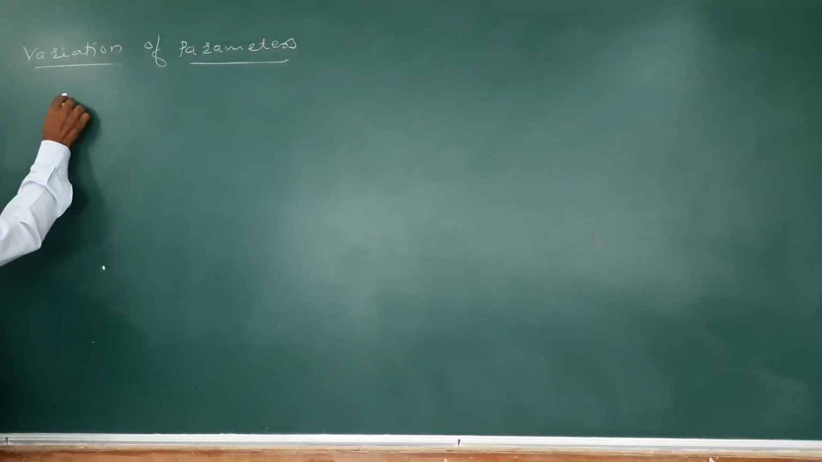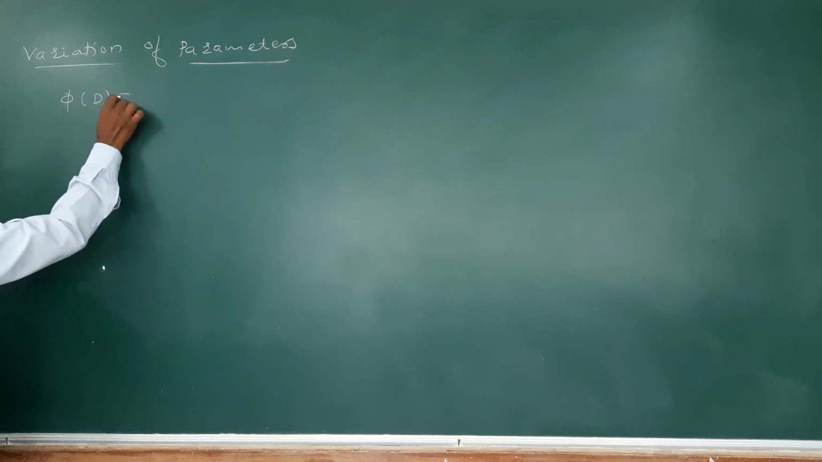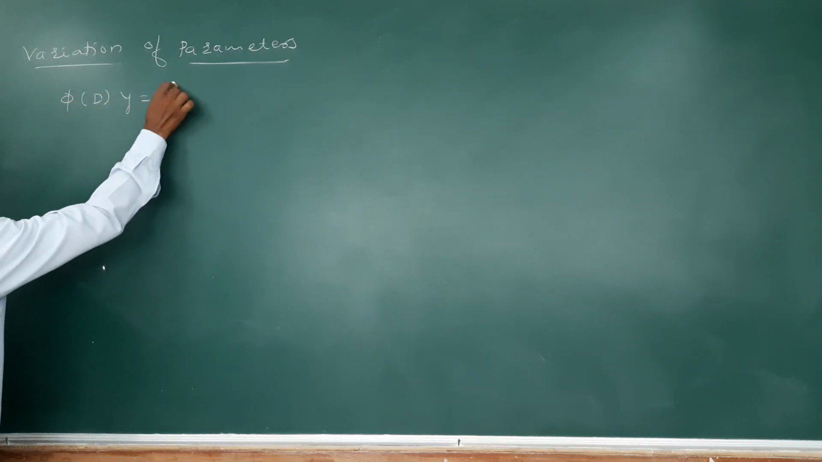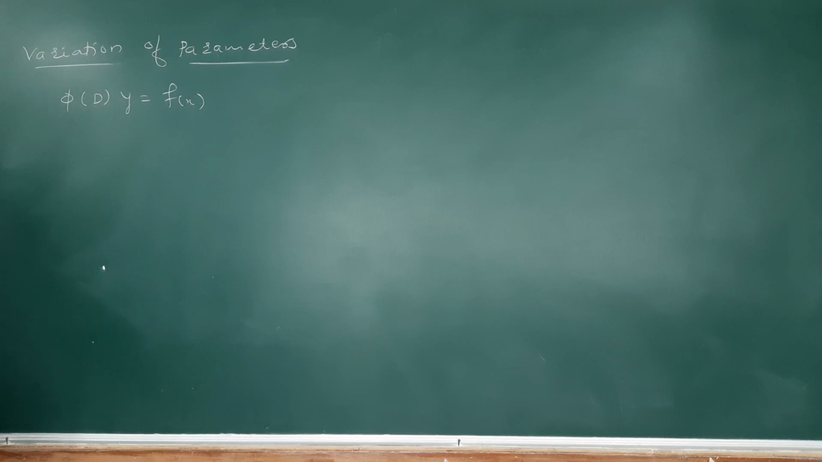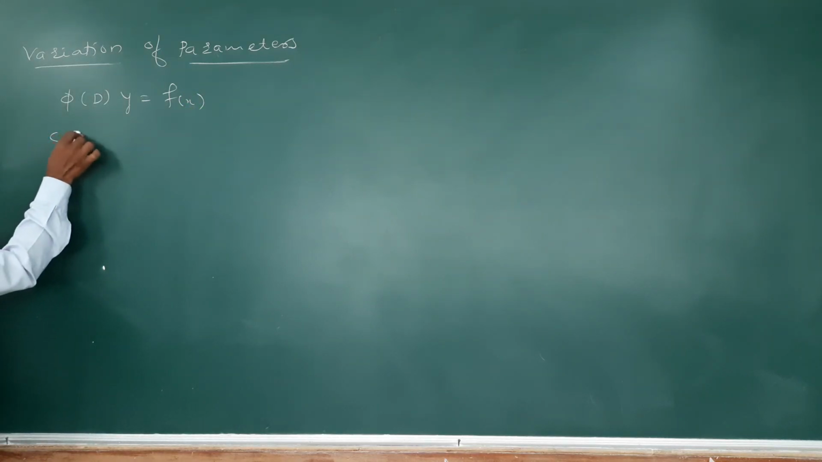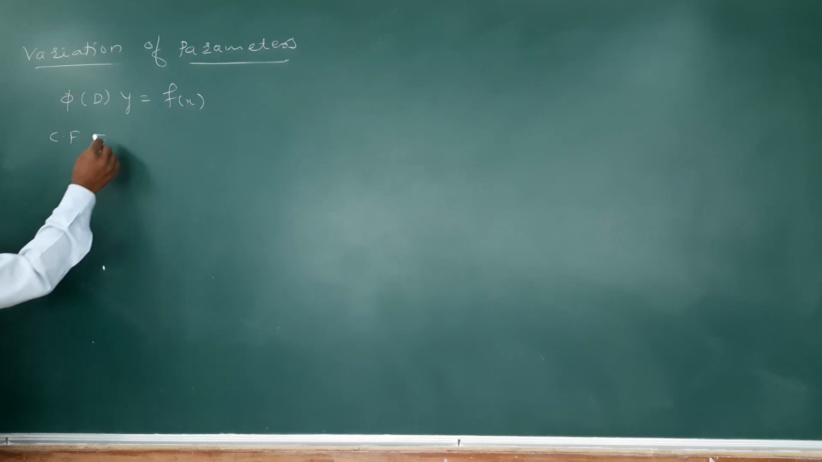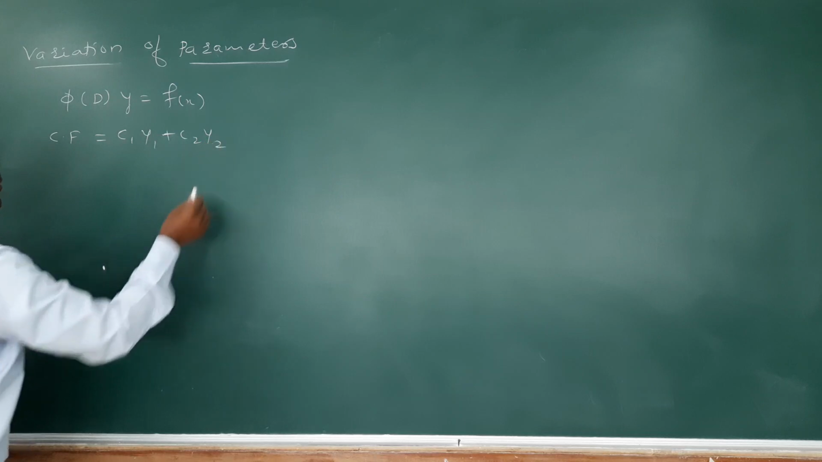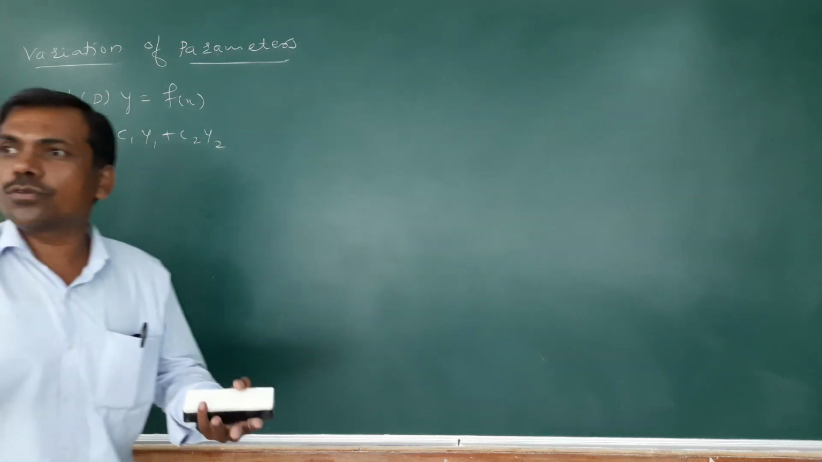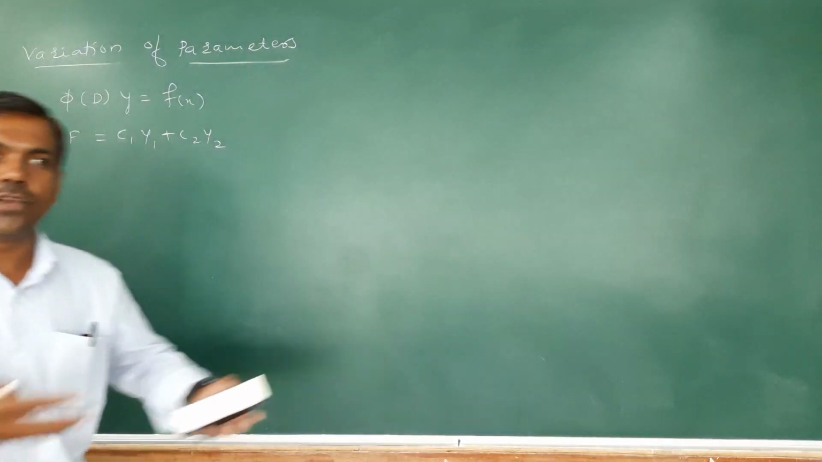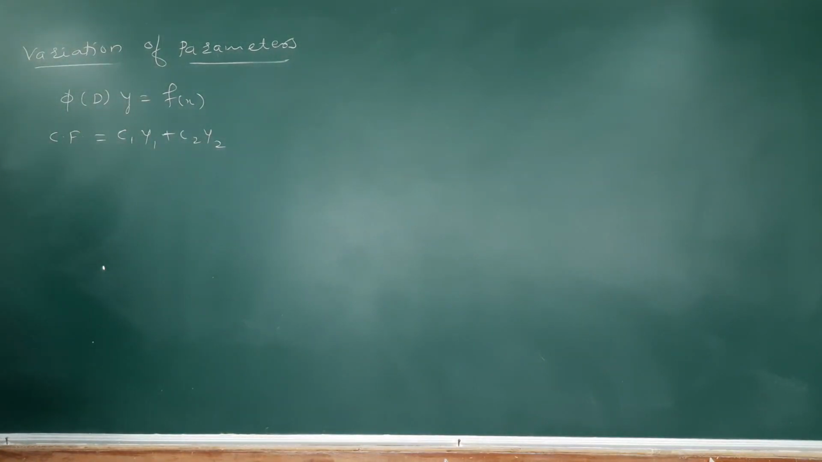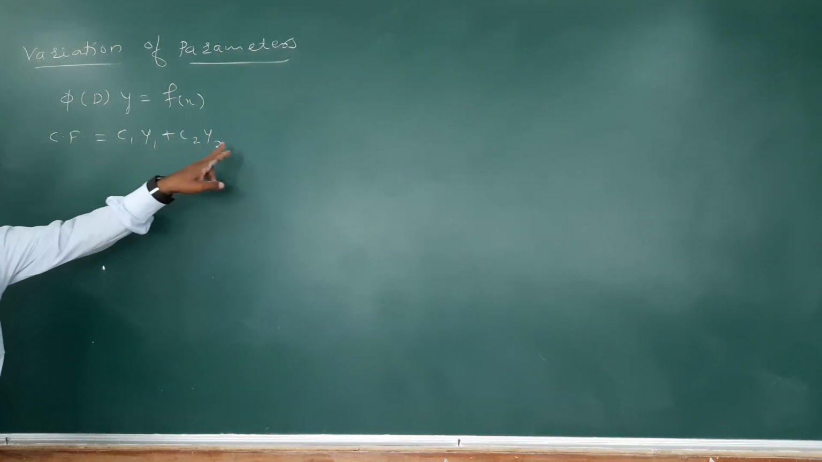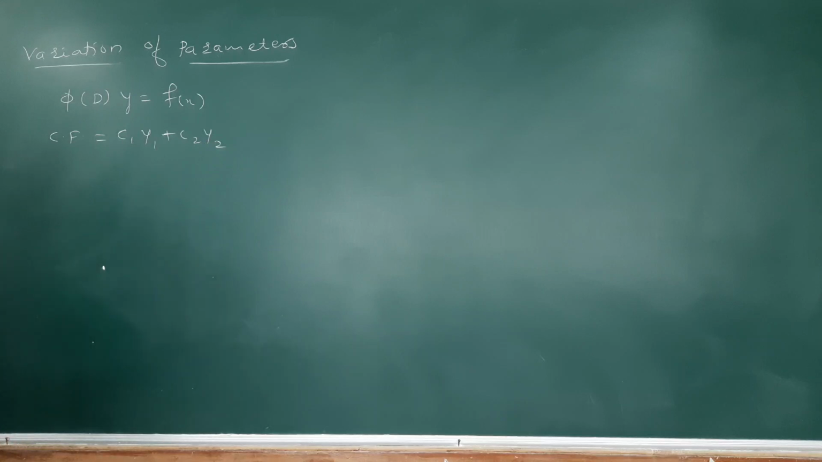Let the second order linear differential equation be phi of D operating on y is equal to f of x. This is our second order linear differential equation. Now the complementary function CF is given: c1 y1 plus c2 y2. Here y1, y2 may be sin x, cos x, e raised to x, e raised to minus x. We have found all types of complementary functions. In that, c1, c2 are constants and y1, y2 are functions of x.